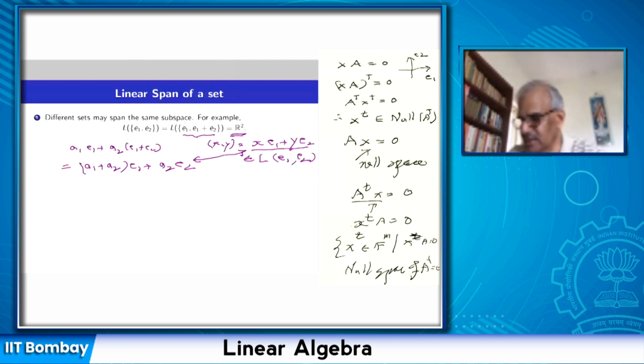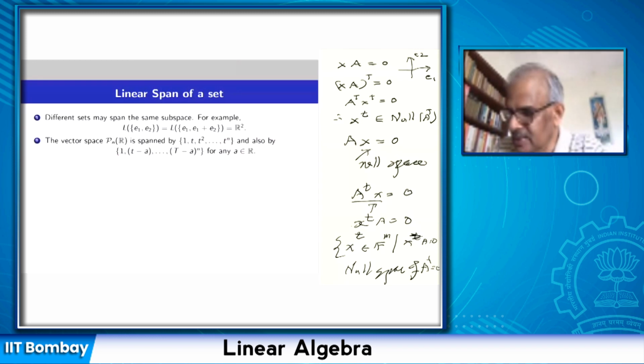Yes, many sets of vectors, and we need to understand what are the common properties of subsets whose linear span is a given vector space. Okay, look at the vector space P_n(R), the vector space of all polynomials in t. General polynomials look like a0 plus a1 t plus a2 t squared up to an t to the n, and you can check this is also spanned by 1, t minus a, up to (t minus a) to the n.